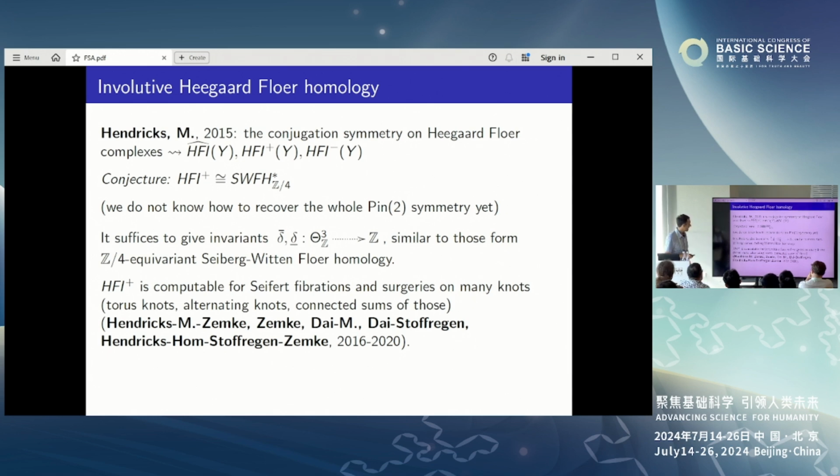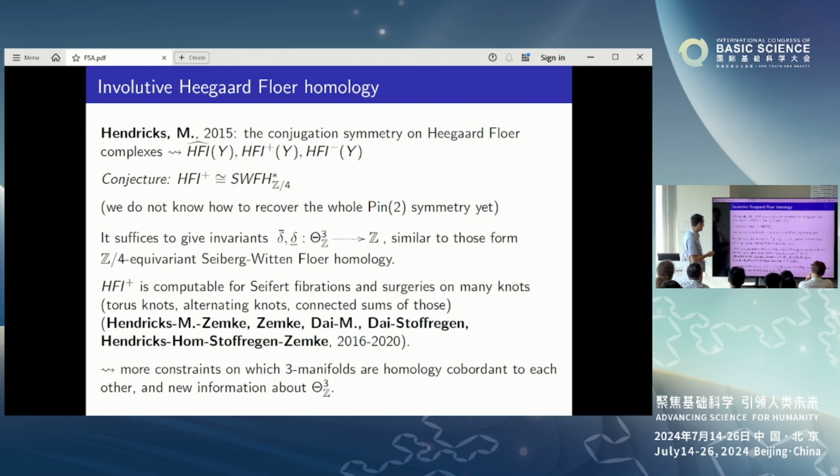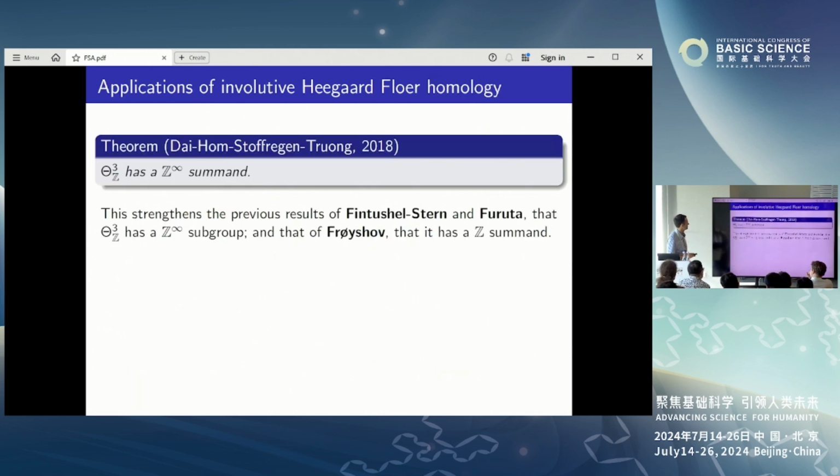A bunch of people really developed this theory and made it computable for many classes of naturally occurring three-manifolds. Okay, so the first applications were some constraints on which manifolds are homology bordant to each other. Once you have these maps, and you have two manifolds on which the invariant takes different values, you can say they're not homology bordant. So initially we had some small applications like that, but then people really got into it, and I want to tell you about what applications they got more recently. So I think I'll talk about three applications. I have about two minutes for each.